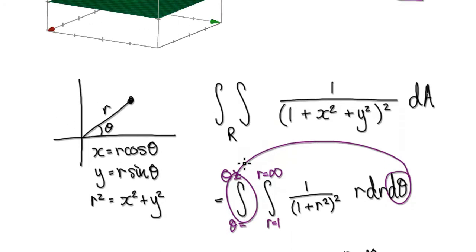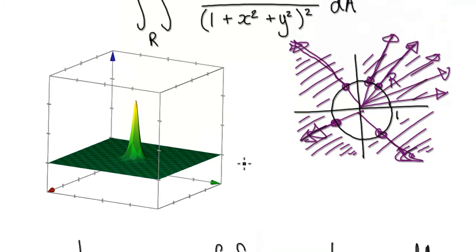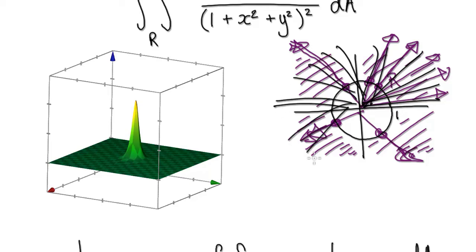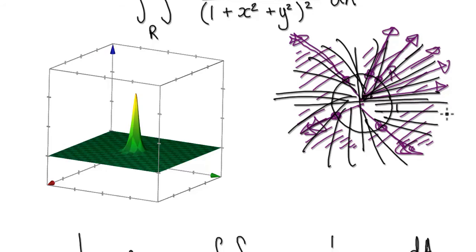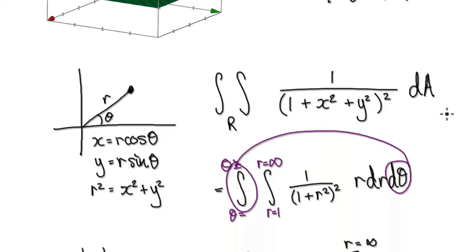And then for the angle, you're scanning from an angle of 0, and then you're moving around like this, to an angle of 2 pi. So theta would be from 0 to 2 pi. That will then take us to here.